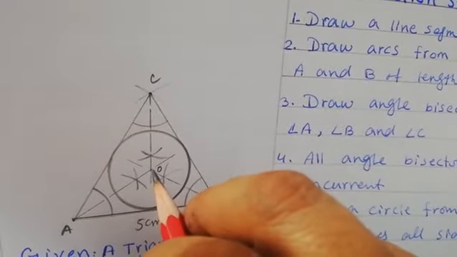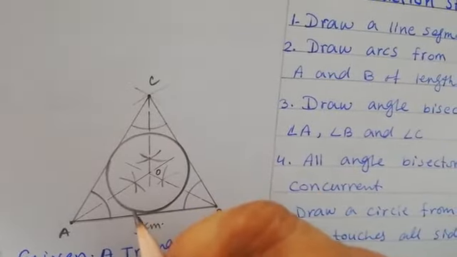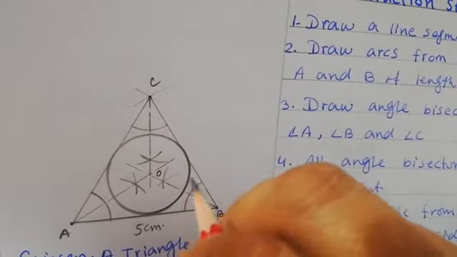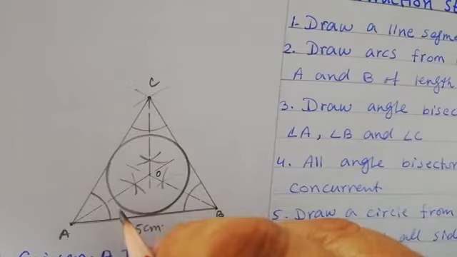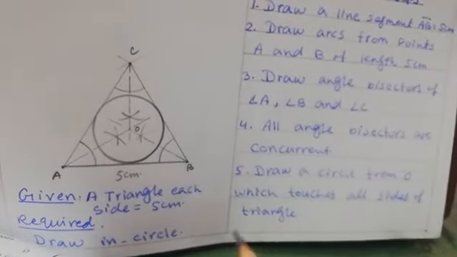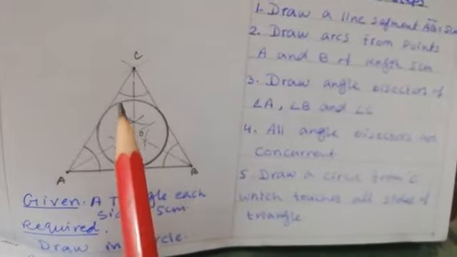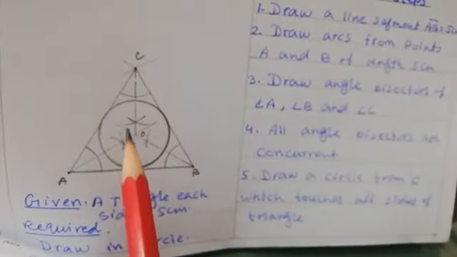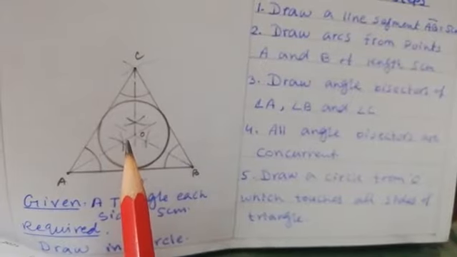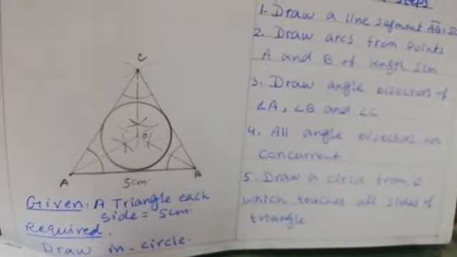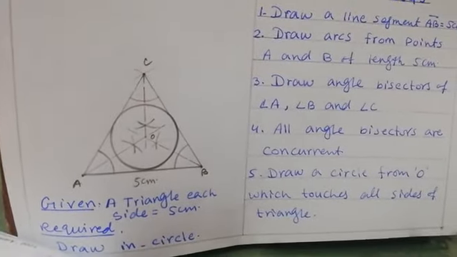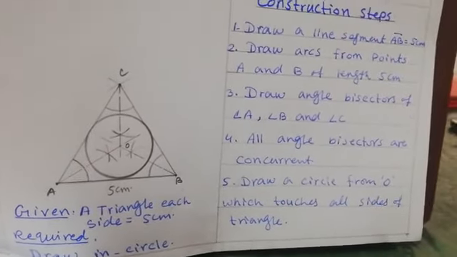Now you will fix your compass at point O and draw a circle in such a way that it touches all the sides of the triangle internally. And this is the definition of incircle also: an incircle is a circle which touches all the sides of a triangle internally. Then this is our required incircle.